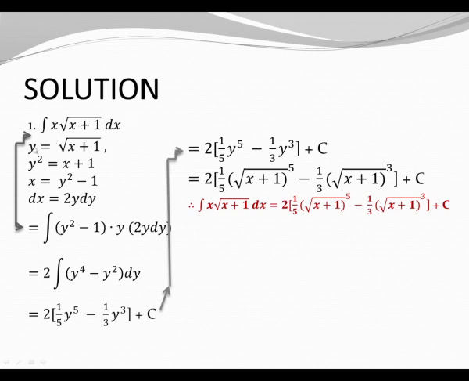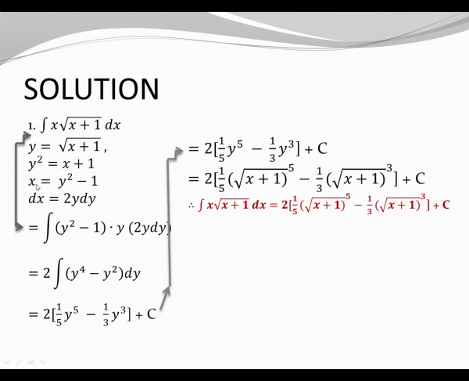Since we set that y is equal to the square root of x plus 1, the next thing to do is look for the value of variable x. Algebraically, we can raise both sides to the square in order to remove the radical symbol. So it becomes y squared equal to x plus 1. Then you can solve for x.